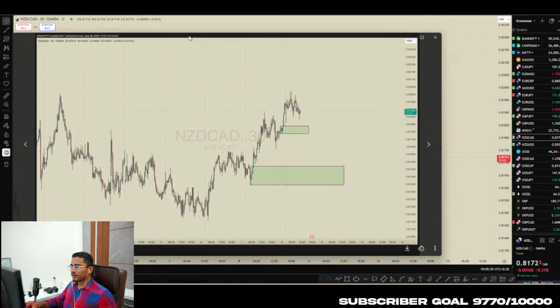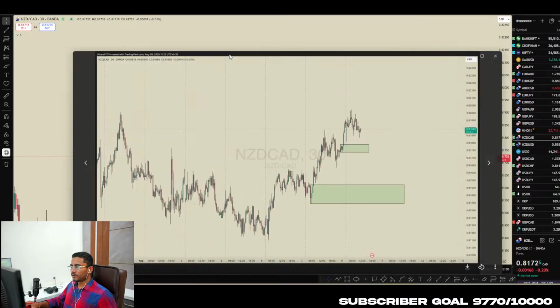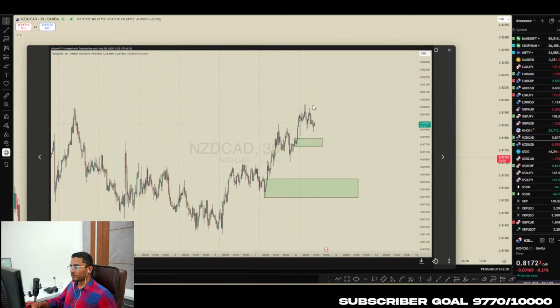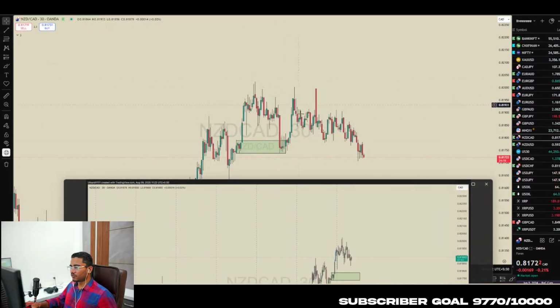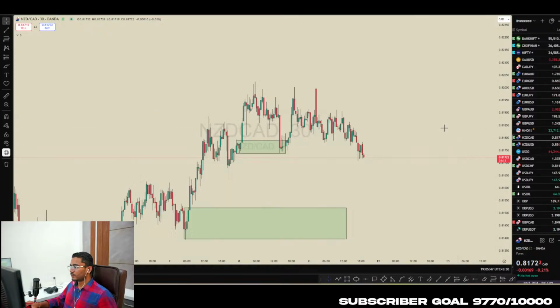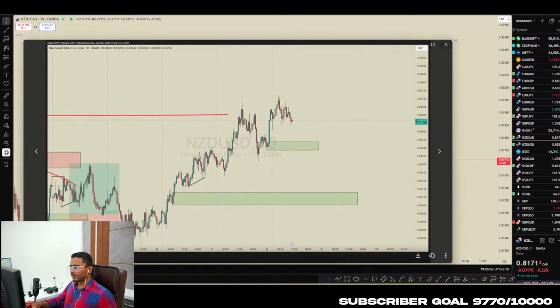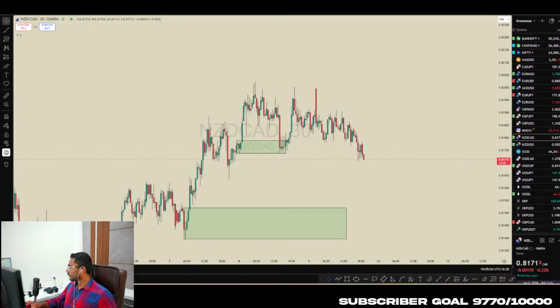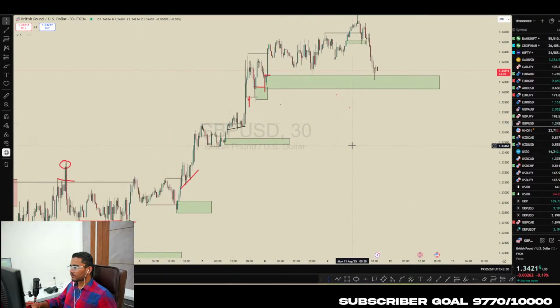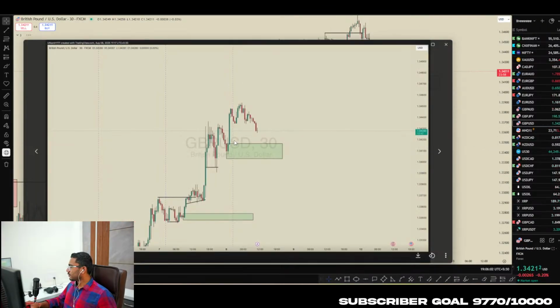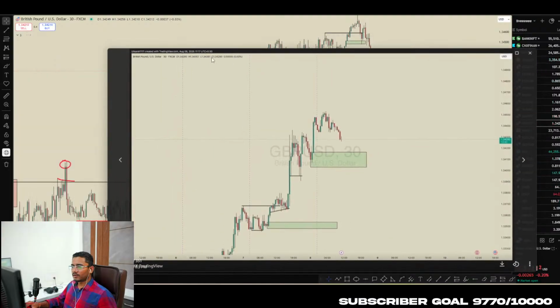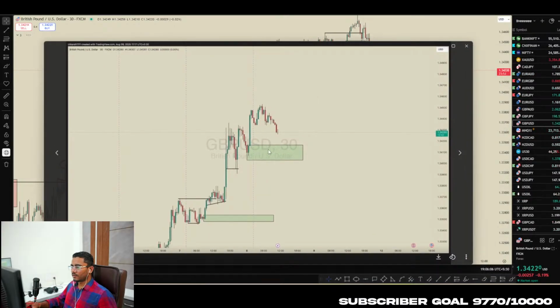NZD CAD, this is the chart. 11th August, 11:22, same thing. Price broke the structure and created a new high, but it didn't follow through. Price held, stop loss at this break even. And so NZD has not been tapped. GBP USD August 8. So this is where now price is tapping.